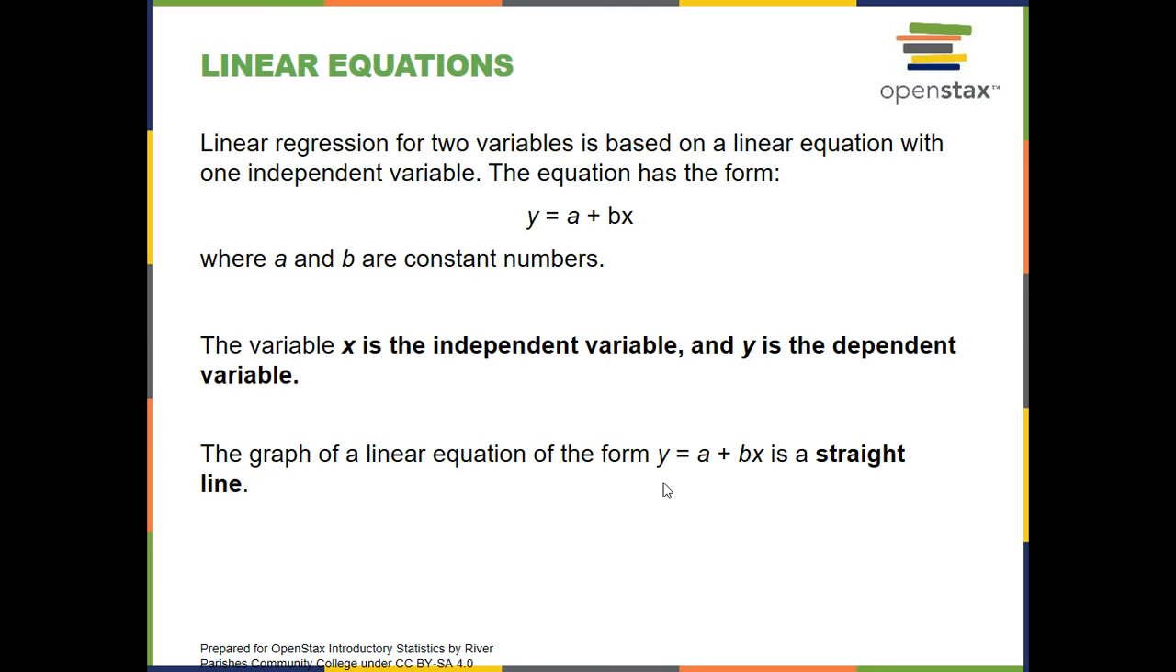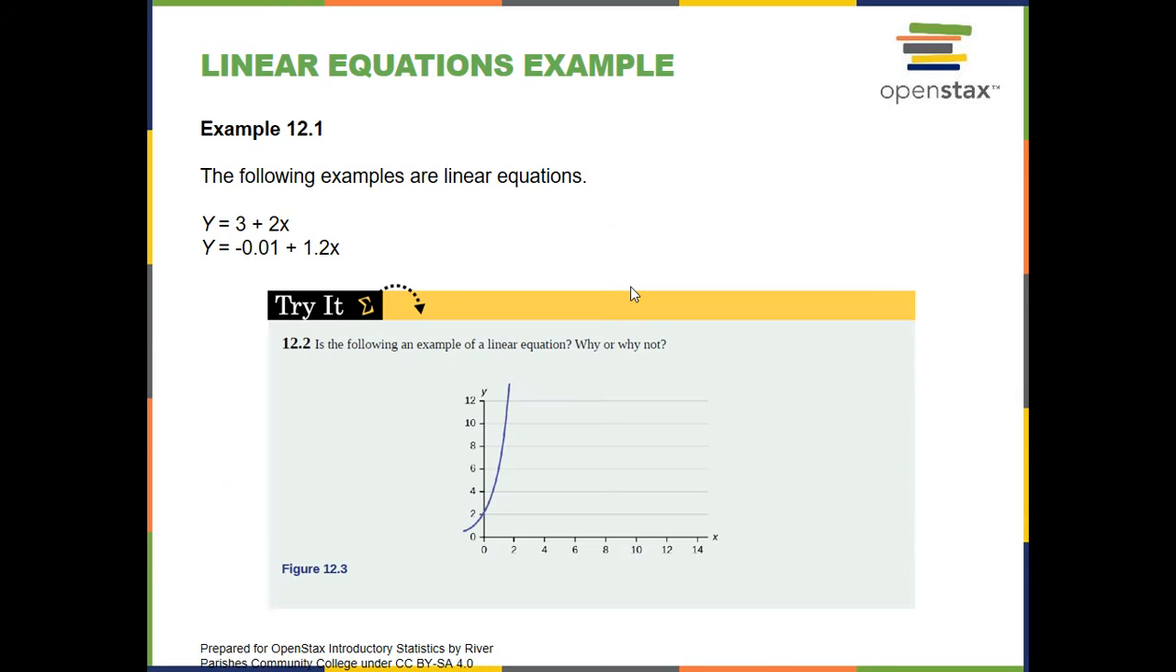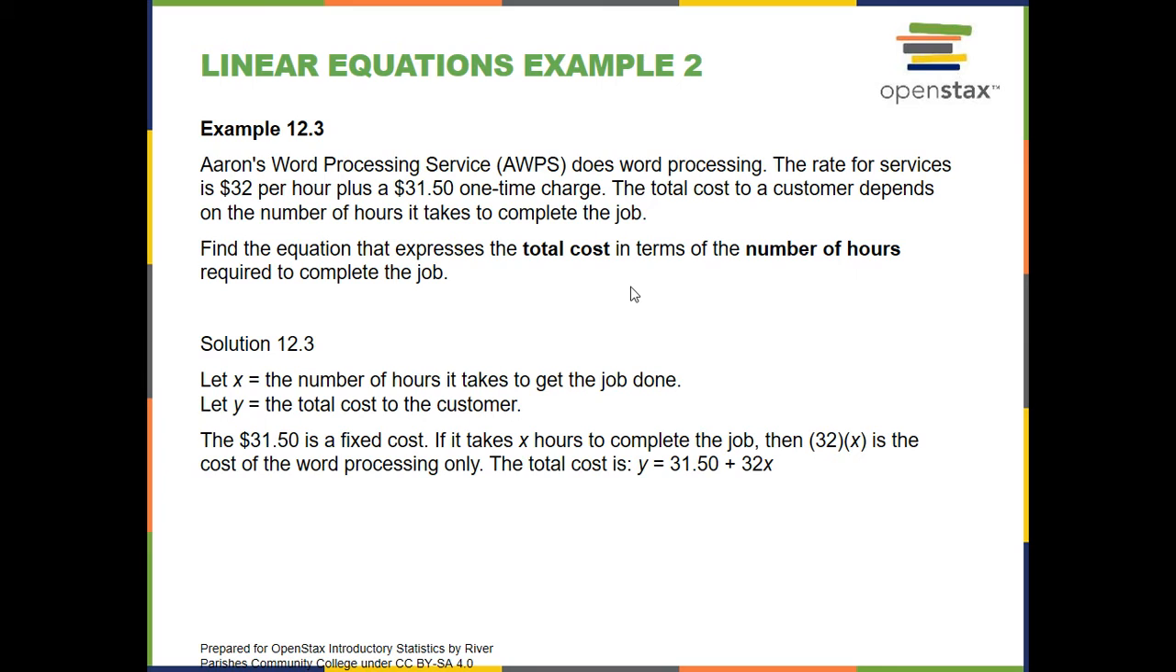Another way to rewrite it is y equals a plus bx, where a is the y-intercept and b is the slope. This makes a straight line. So this is not a straight line, so therefore that's not a linear equation. We have word problems that can be converted into linear equations. This person has a one-time charge of 31.50, so that's this individual charge here, and they charge 32 bucks per hour. So it's 32x, where x is in hours.